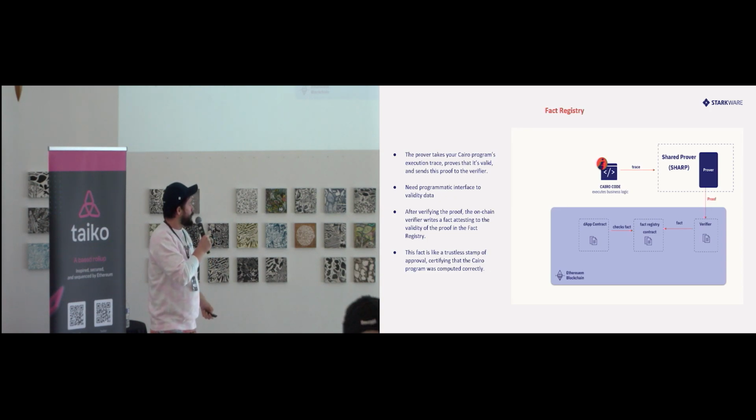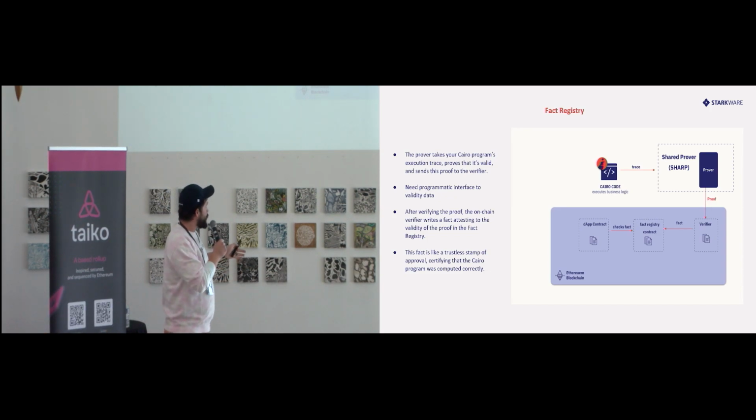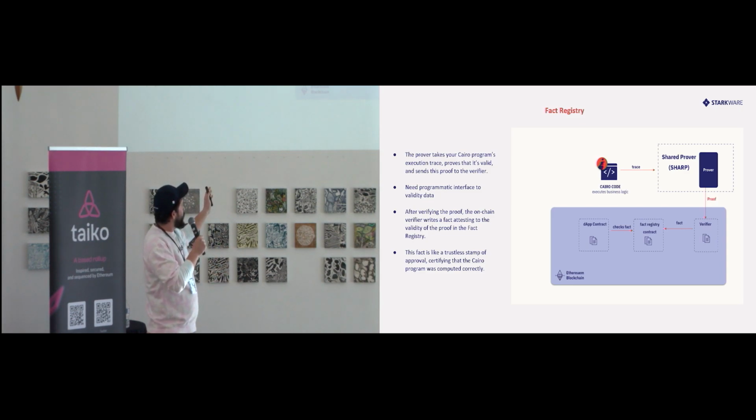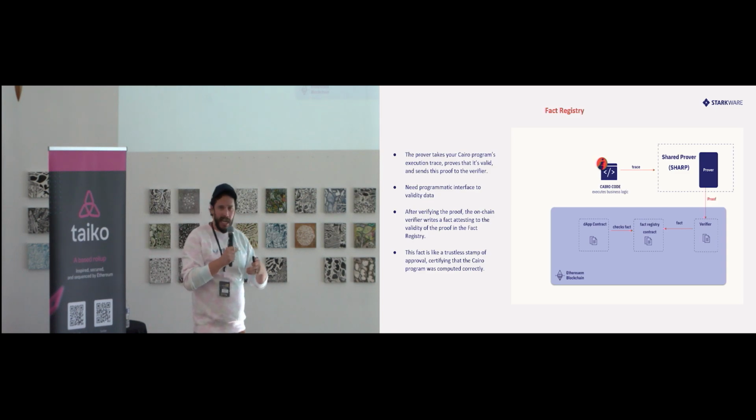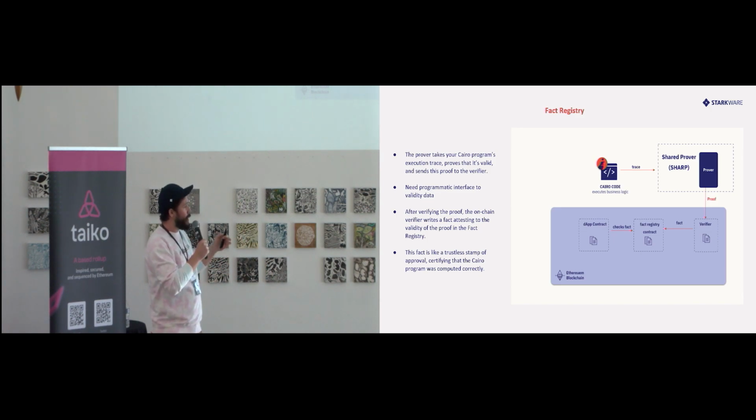Okay, so fact registries. This is the way that we can pin the Cairo 0 execution trace to the verifier on-chain and run business logic on top of it. So we have this concept of a fact registry. We came out with this before we came out with StarkNet. This is just a way to verify certain things about Cairo code, which is a provable programming language, on-chain.